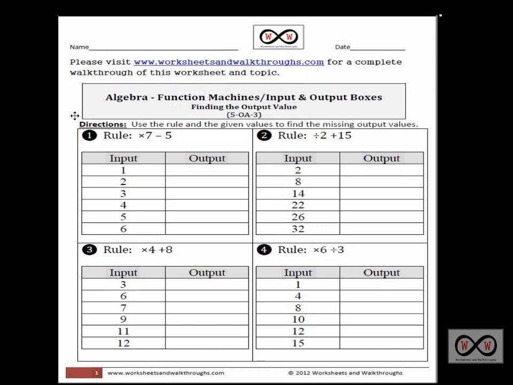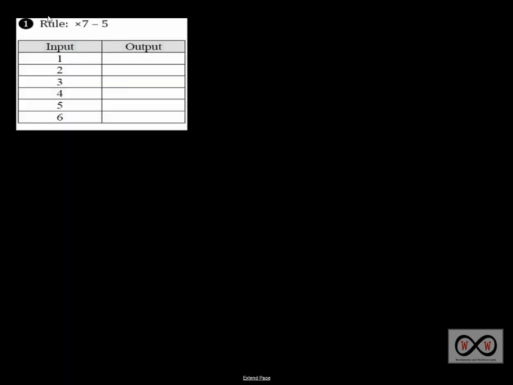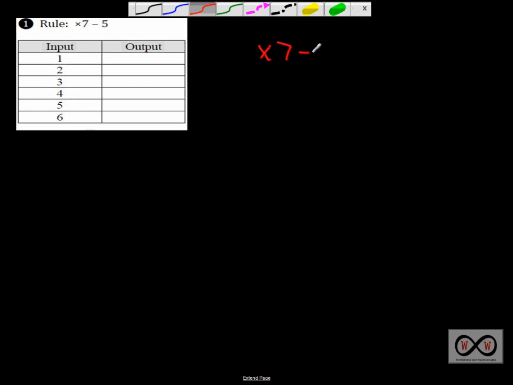Directions: use the rule and the given values to find the missing output value. We have 4 different function machines. Let's take a look at the first. We have a rule of multiply by 7, then subtract 5, and these are the input values. So we're going to apply that rule. I'm going to rewrite it over here: multiply by 7, then subtract 5.